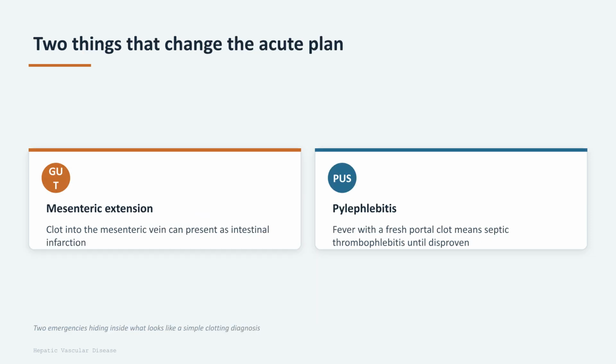2 findings change the acute plan immediately. The first, if the clot extends into the mesenteric vein, the patient can present with intestinal infarction. That is bowel at risk, and that is a surgical conversation. The second, if there is fever, consider pylophlebitis, septic thrombophlebitis of the portal vein, usually seeded from an intra-abdominal infection, such as appendicitis or diverticulitis. Both of these hide inside what looks like a simple clotting diagnosis, so look for them on purpose.